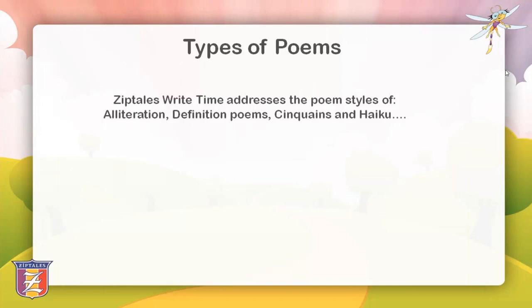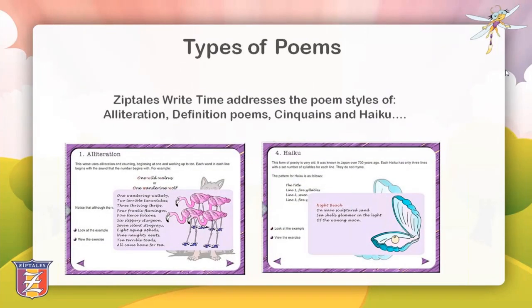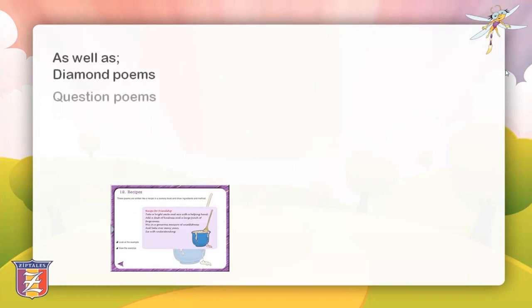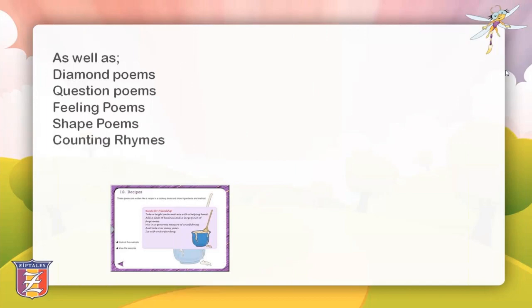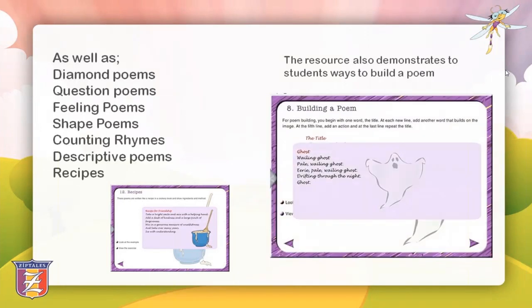Within Right Time, we cover the following: alliteration, definition poems, cinquains, haiku. Did you know that the haiku pattern is 5, then 7, then 5 syllables? Diamond poems, question poems, feeling poems, building a poem, a simple pattern to use on any subject, shape poems, counting rhymes, descriptive poems, recipes. Again, a simple formula to follow.